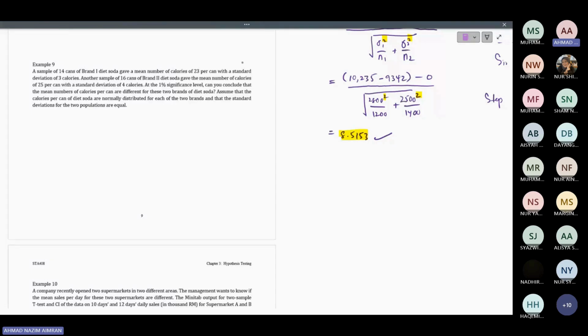Example 9. A sample of 14 cans of brand 1. Okay, now we will have two brands. Say that brand 1 and brand number 2.